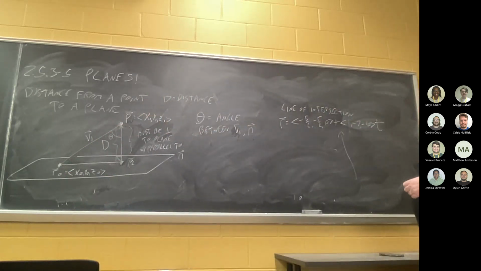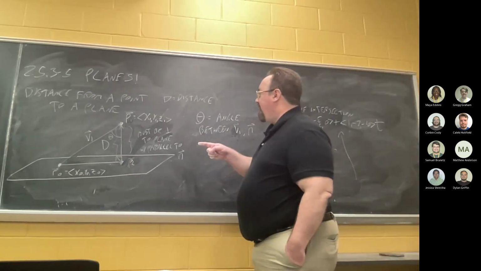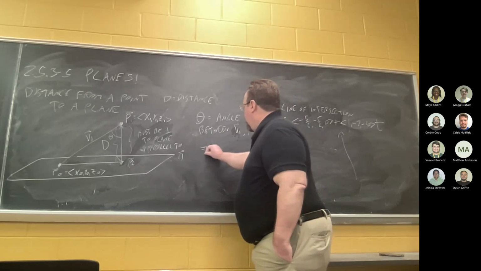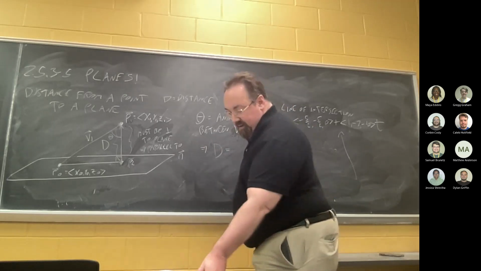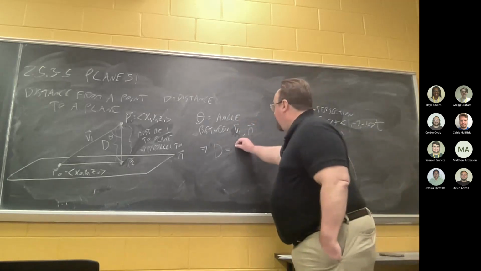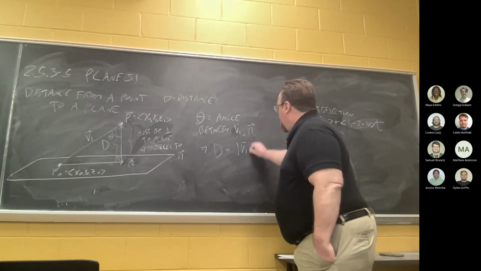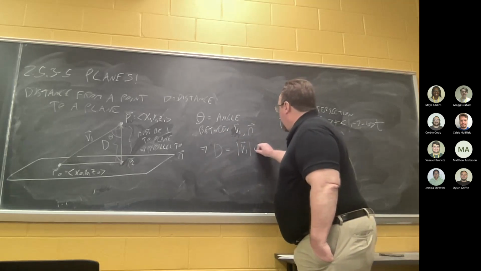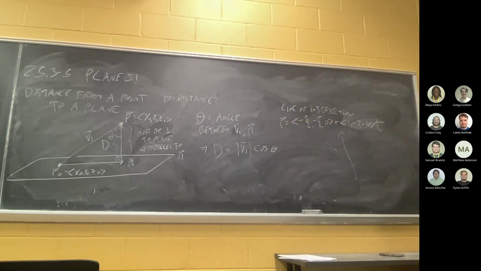All right. Now, using right triangle trigonometry, d is equal to the magnitude of V1 times the cosine of the angle between V1 and n.